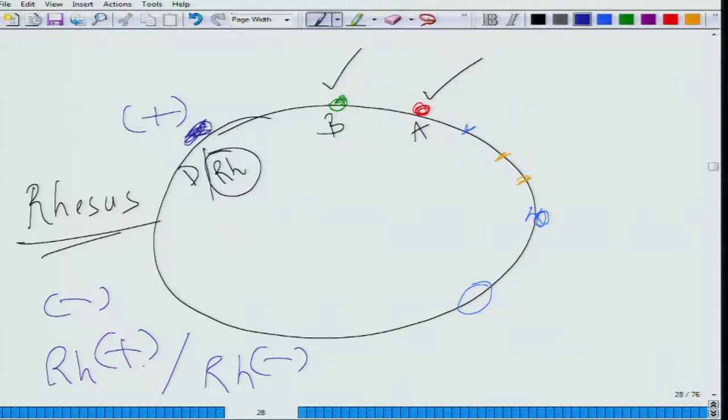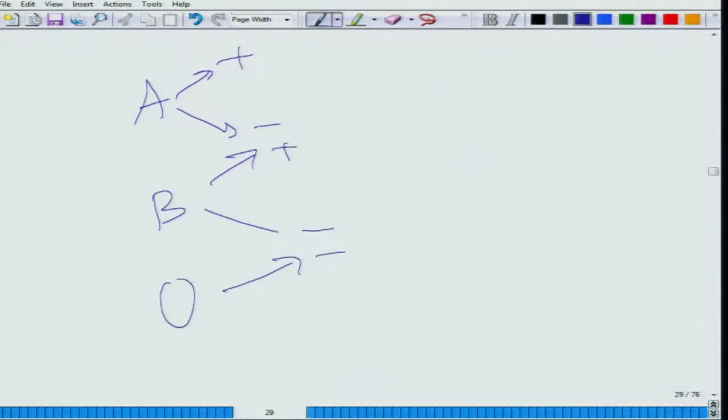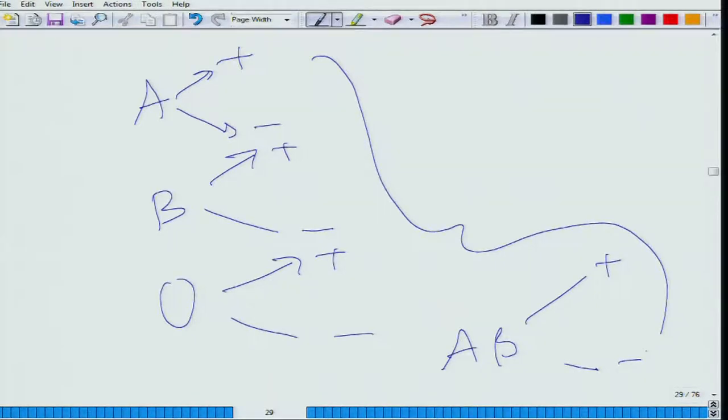So on top of what I have taught you as of now, A positive, A negative, B positive, B negative, O positive, O negative, okay, and then you have AB, they have both, they could have positive or negative. Okay. So these are the broad classification as of now, but tomorrow you may hear some other factors which add up to this. We may have a different kind of nomenclature.